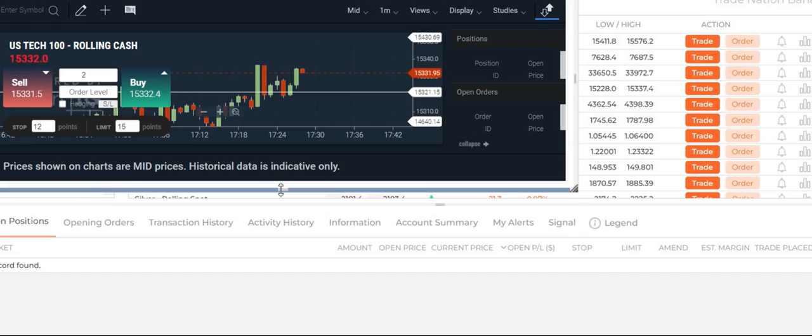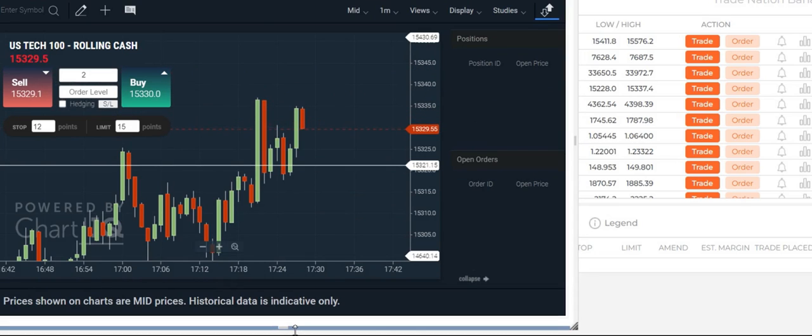Okay, guys, so that's how you scalp. I wish you the best of luck in your own scalping, but just be aware of the risk that's involved.